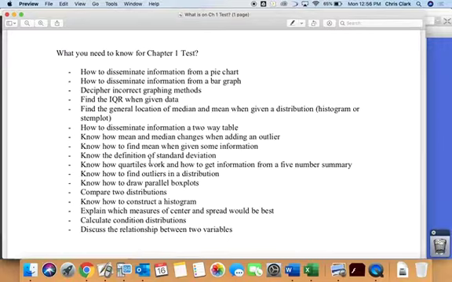Okay. Explain which measures of center and spread would be best. That's when I take a distribution and look if it's skewed or not. If it's skewed, I'm using median and IQR. If it's not skewed, if it's roughly symmetric, I'm using mean and standard deviation. That would be your explanation. That would be how you describe which measure you're going to use. Okay.